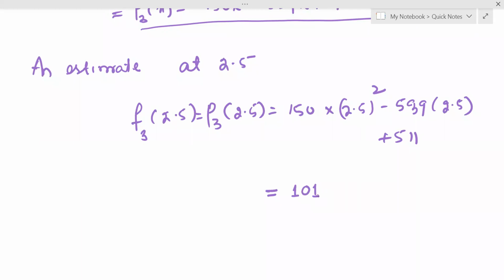This was the quadratic spline interpolation formula, one example. If you have any doubt, you can ask me now.